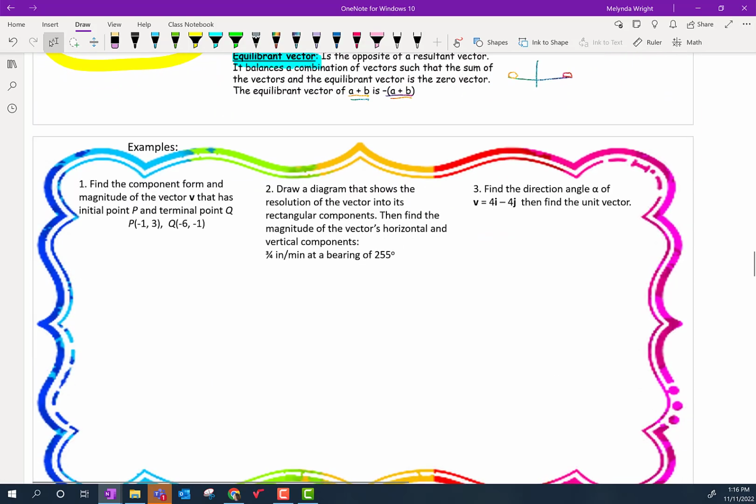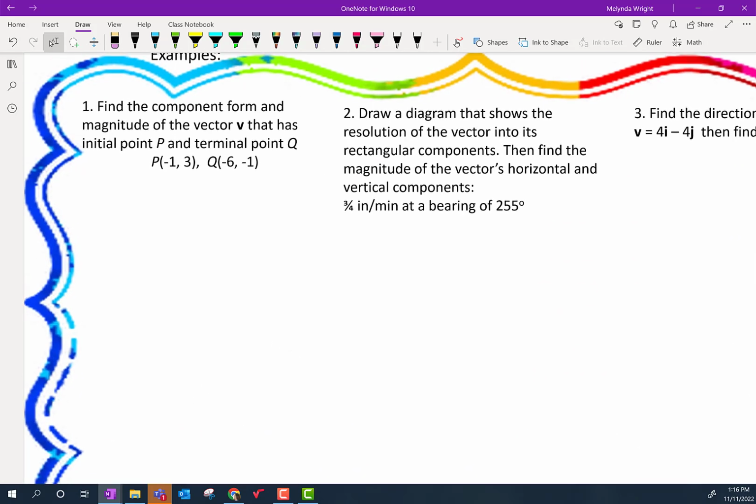So let's start. Our first example is giving us 2 points and asking us to find the vector between the 2 points in component form. So what I would like to do, just to make sure we understand conceptually what we're doing, is graph these 2 points. So let's see, we've got -1, 3. So that's where P is. And then we have -6, -1 should be like down here, and that's Q. And our vector is starting at P. Its initial point is P, and its terminal point is Q.